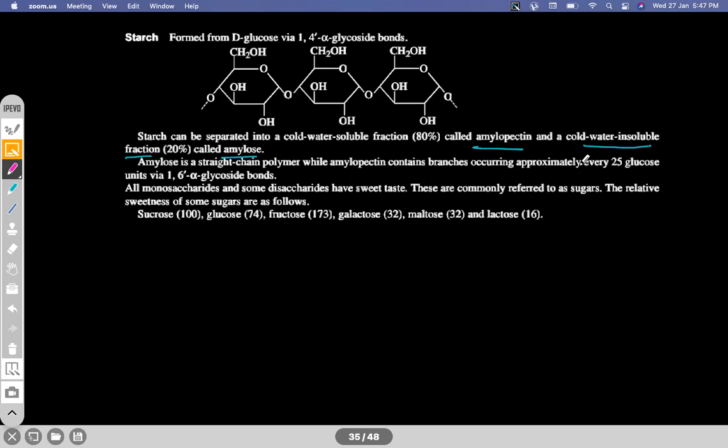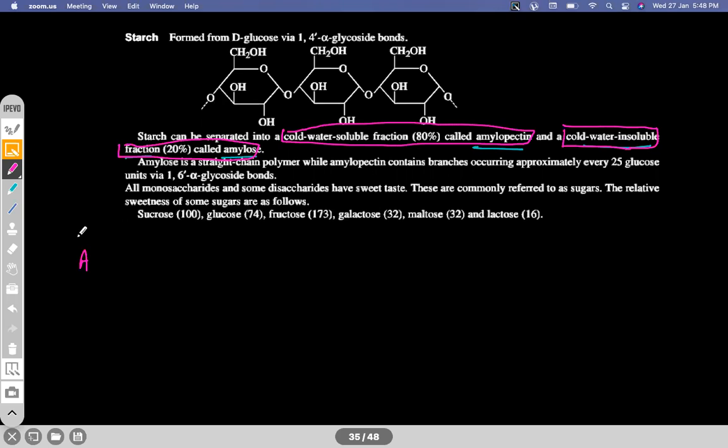That amylose is water insoluble. Amylopectin is water soluble. Okay, these two things you must remember. Okay, amylose is a straight chain. We know amylose is a linear polymer. Right, straight chain, alpha D glucose. I'll write down a few properties here. What? Amylopectin, it says insoluble.